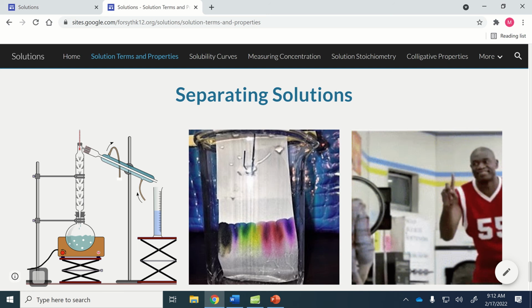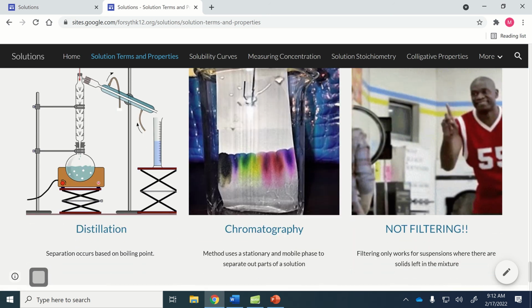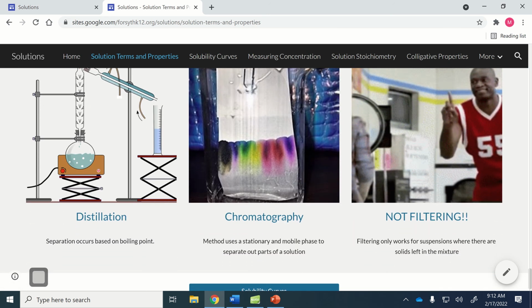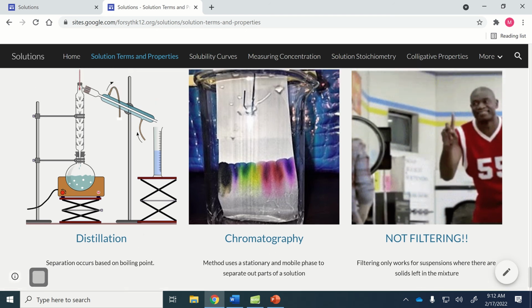Let's talk about separating out solutions. For separating solutions, we basically have 2 methods. We have distillation. Distillation occurs based on the boiling point of the substances you have dissolved in the solution. This is usually used for liquid-liquid solutions, where again you can have an alcohol and water. Depending on the alcohol, it can have a lower or higher boiling point than water. And so this is kind of a neat technique.